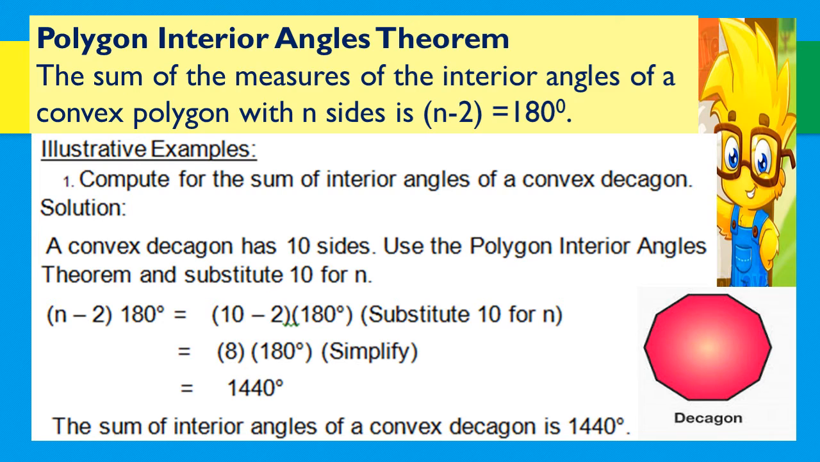10 minus 2, that is 8, multiplied by 180 degrees, that is equal to 1440 degrees. So therefore, the sum of interior angles of a convex decagon is 1440 degrees. If we are going to look for its angle, we have 144.